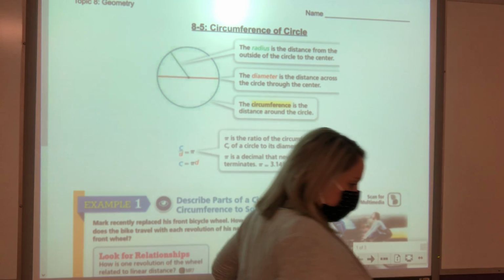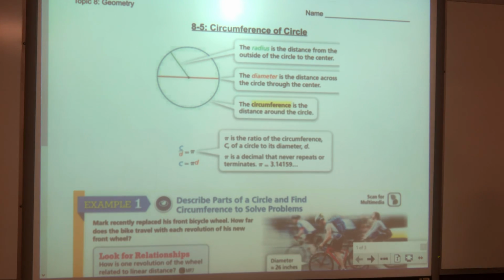Today, we are going to move on to circles, okay? So we're still in our geometry bubble, but we're going to move on to circles. And for the next couple days, we're going to look at circles, and we're going to understand the parts of a circle and then measurements of a circle, okay?